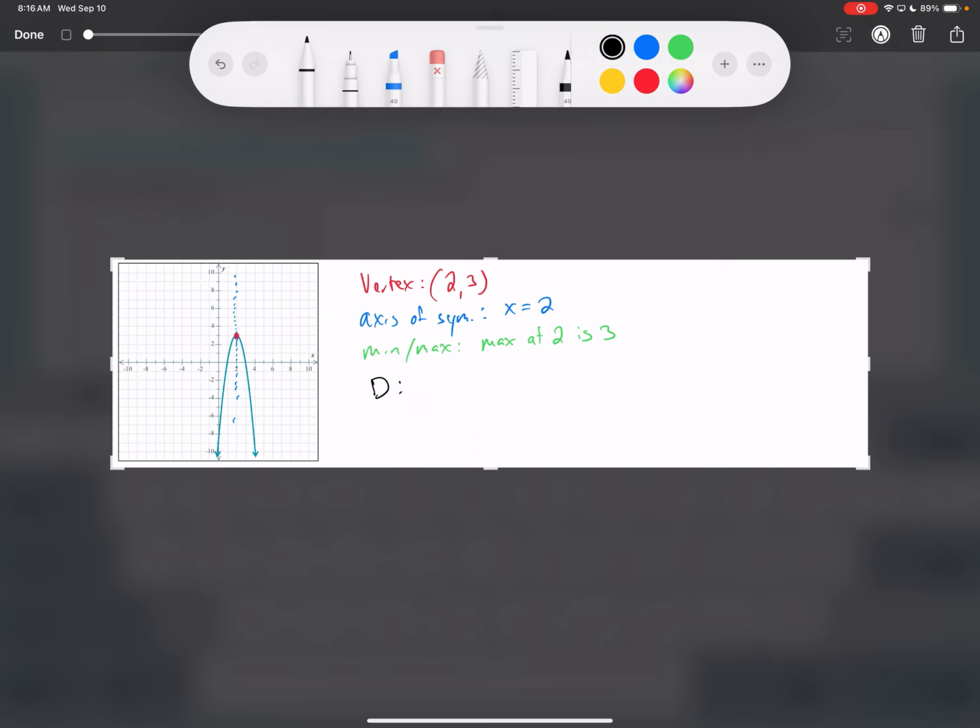The domain is my x's. On a parabola, your domain is always negative infinity to infinity because it goes forever to the left and forever to the right. As it goes up or down, it always goes forever left and forever right. My range is going to have something to do with my vertex. So the bottom of this graph is at negative infinity because it goes forever down. But then the top of this graph is at 3.